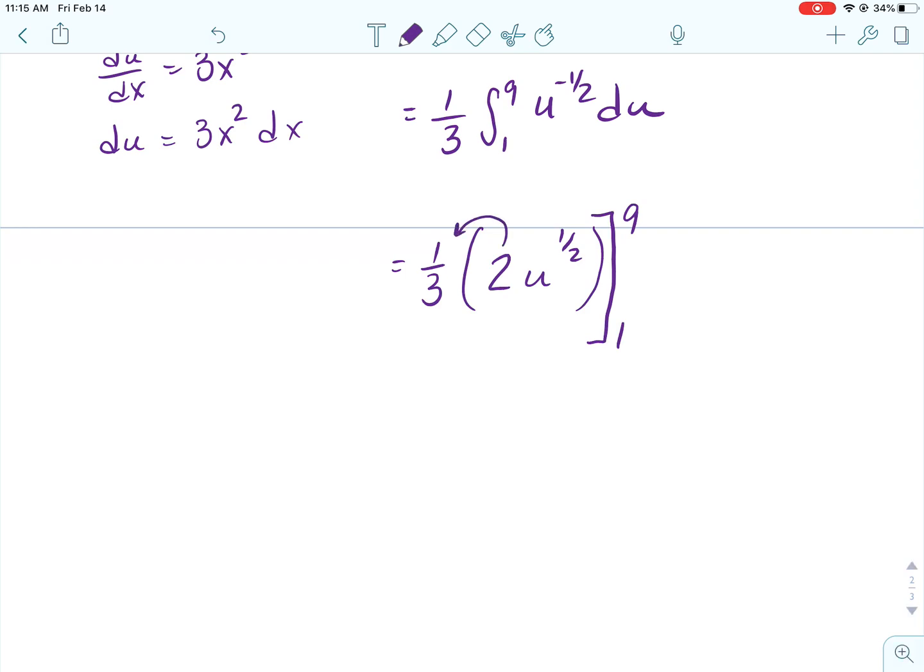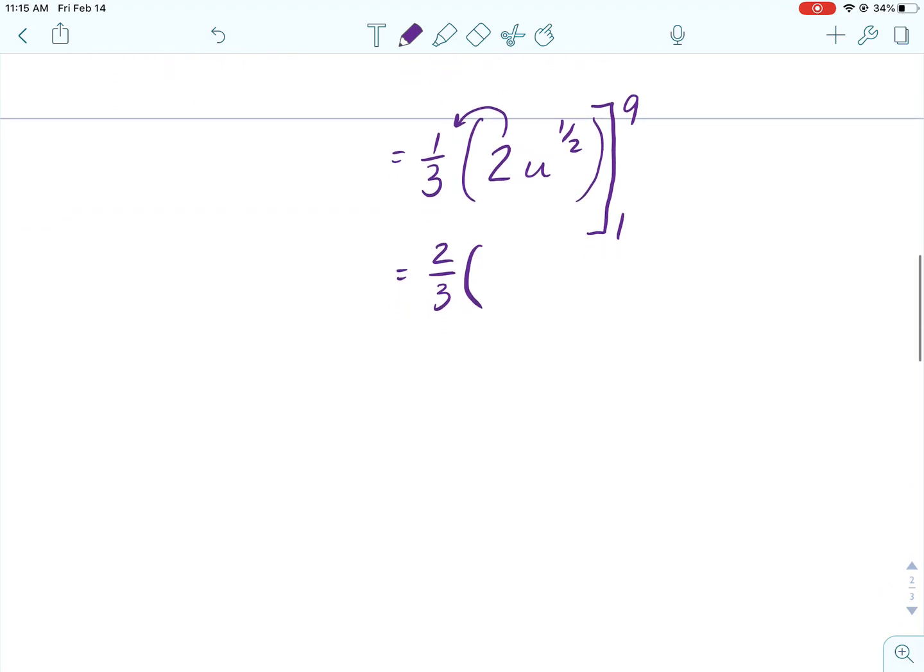Now, one thing I can do, just to save on time, that too can get pulled out. So we'll have 2/3 hanging out there. You don't have to do that. It will just save you a little bit of time. So we're going to plug 9 in for u. It's going to be 9 to the 1/2 minus 1 to the 1/2, or the square root of 9 minus the square root of 1. What is that going to give us? 3 minus 1, right? Oh, so 2. Sorry, I didn't hear that. So eventually we end up with 4/3.